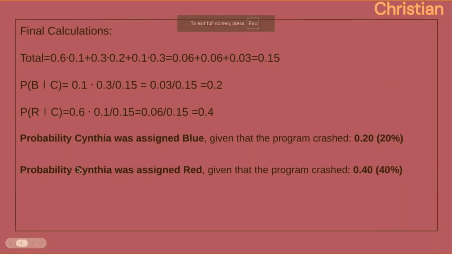Going over part 5 of problem number 1, let's discuss the final calculations. The total probability of the program crashing would equal 0.15. Meanwhile, the probability of blue crashing would equal 0.2, and the probability of red crashing would equal 0.4. The probability that Cynthia was assigned blue given the program crashed would be 0.20, or 20%. And the probability that Cynthia was assigned red given that the program crashed would be 0.40, or 40%.